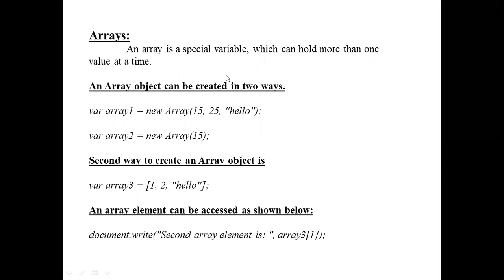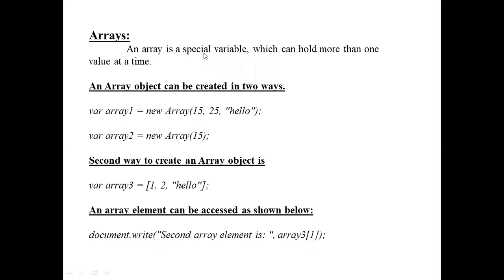Today we discuss arrays and array methods. An array is a collection of elements. An array is a special variable which can hold more than one value at a time.